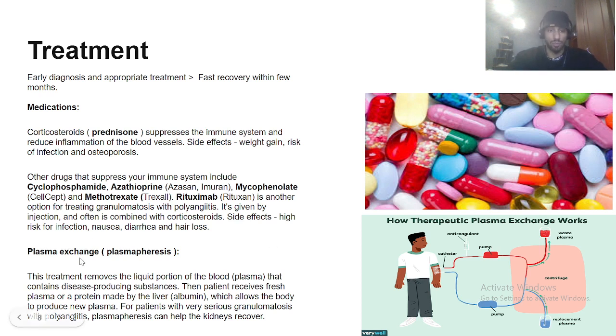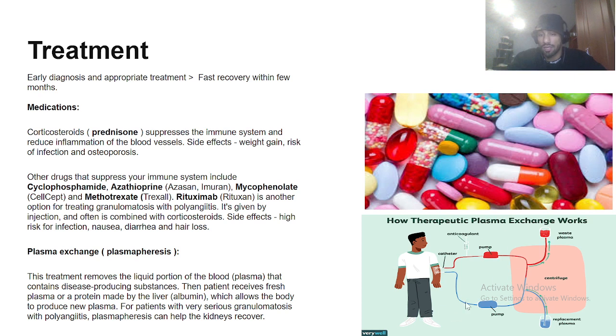And the last treatment, which is the most effective, is plasmapheresis or plasma exchange, which is removing the liquid portion of the blood, the plasma, that contains disease-producing substances. And the patient receives fresh plasma or a protein made by the liver, albumin, which allows the body to produce new plasma. For patients with very serious granulomatosis with polyangiitis, plasmapheresis can really help the kidneys to recover.